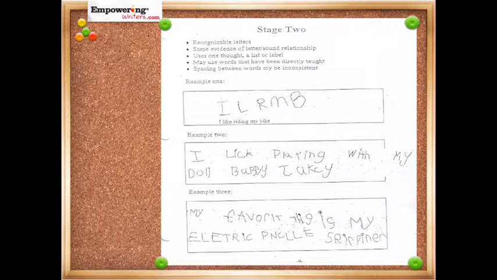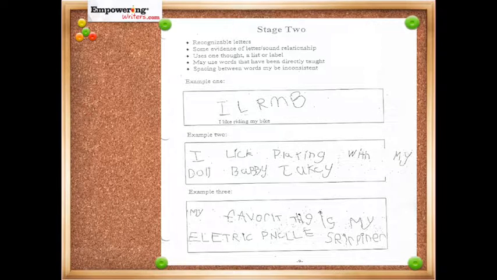Stage 2 writers, now we begin to see some recognizable letters. Students are beginning to understand the sound symbol relationship. Look at sample number 1. These students were asked to write about their favorite toy. So, student number 1 writes, "I like riding my bike."